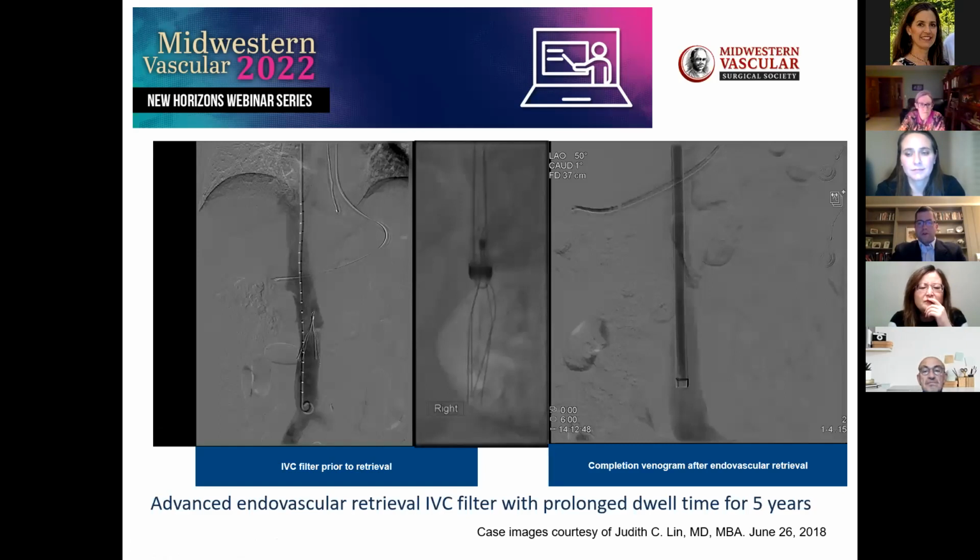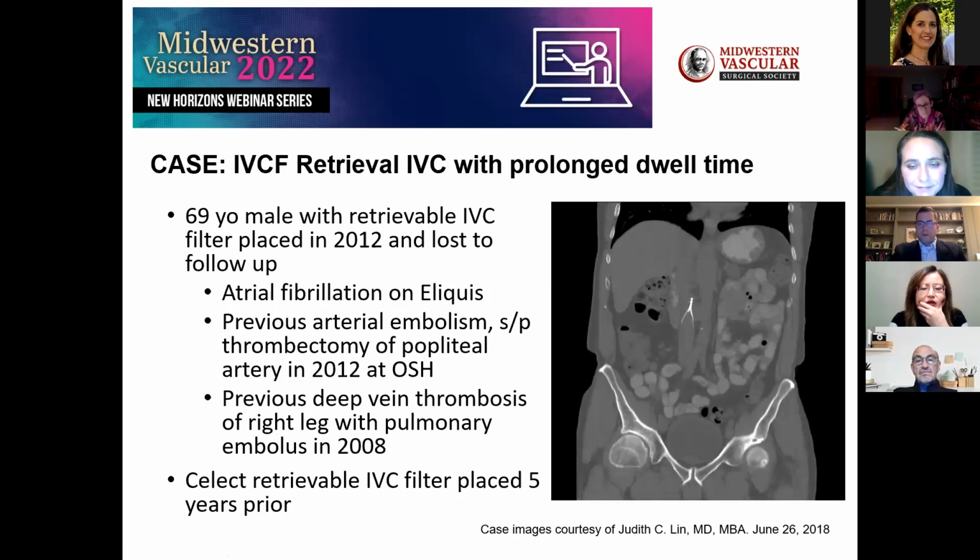This is one of the examples that was placed over 5 years ago, and we had to use advanced retrieval. First, I make sure that the cava is open, then loop wire, and then getting the hook out. This is a Cook Günther tulip, conical shape, pretty straightforward, but it takes some technique if you can't do it with a simple technique.